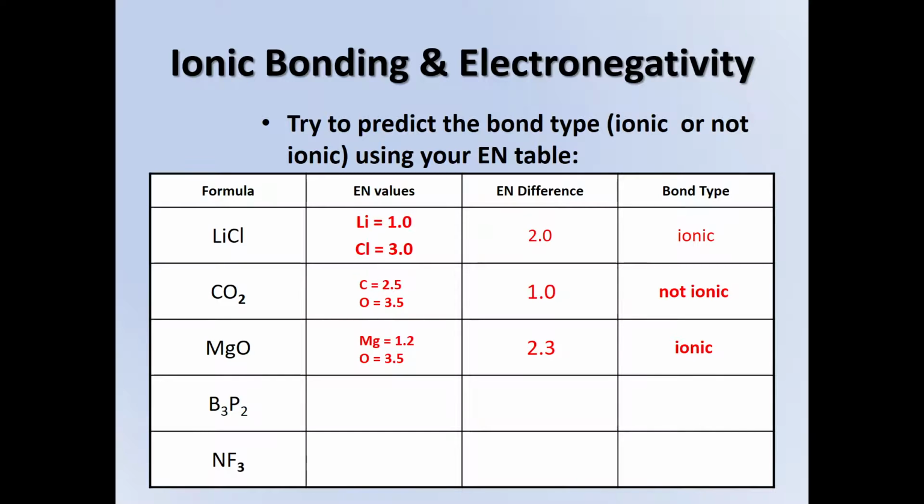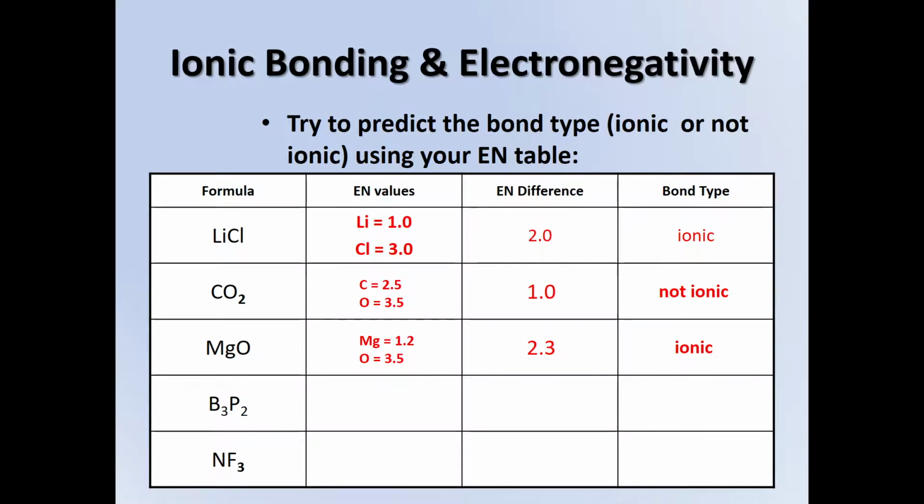1.2 and 3.5. That's a difference of 2.3. That's ionic. As we work through these and practice more, you should gain the ability to look at the formula without looking at the periodic table and EN values and tell me if it's ionic based on just looking at it. You should know magnesium is far on the left and oxygen is far on the right. This means that it is most definitely an ionic compound.